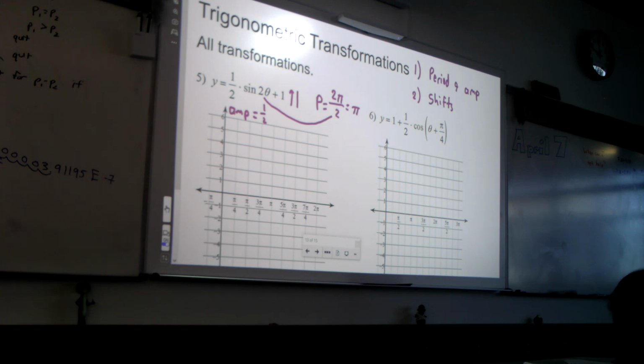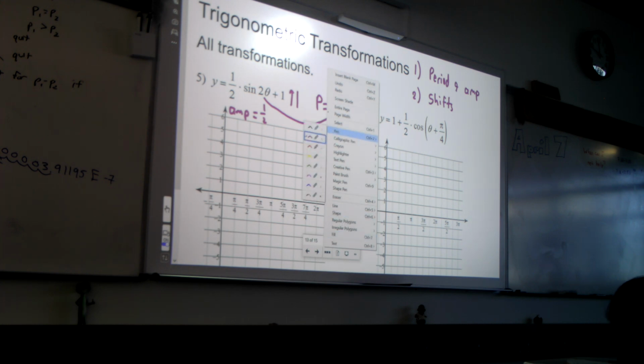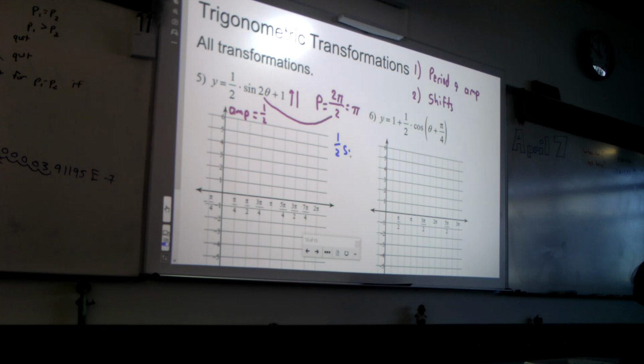Okay, now here's a question. We're not going to do all 3 at once. What are the ones we're going to do first? Amplitude and period. We can do those together. So what I'm saying here, guys, is I'm going to start by doing 1/2 sine of 2 theta, because I can graph that. Once I've graphed that, then what do I just need to do with the key points?